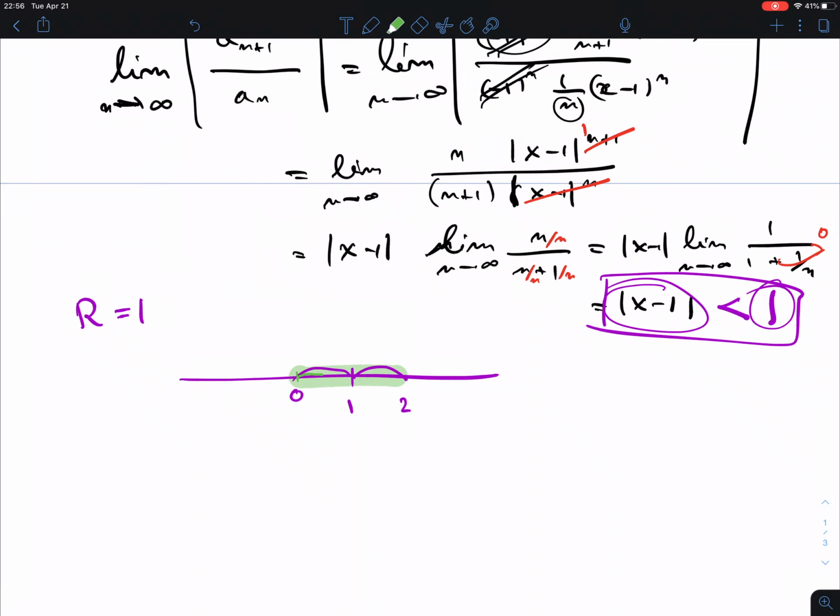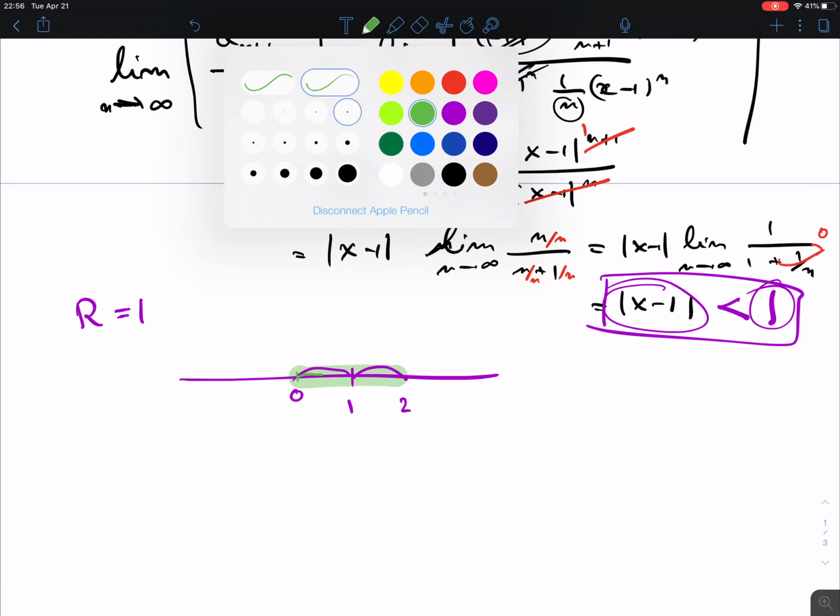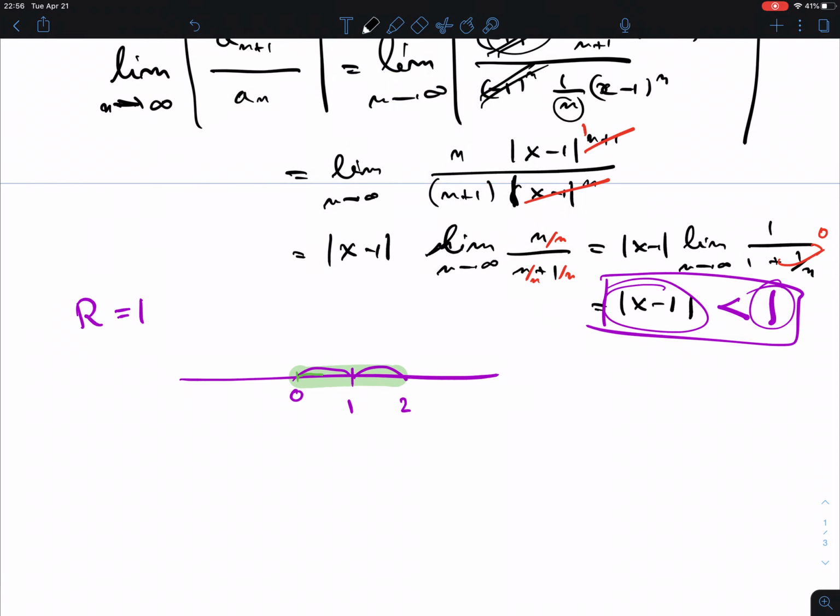Now, what about the endpoints? Well, when we deal with Taylor series, we are actually not really going to care about that. So we don't really know.